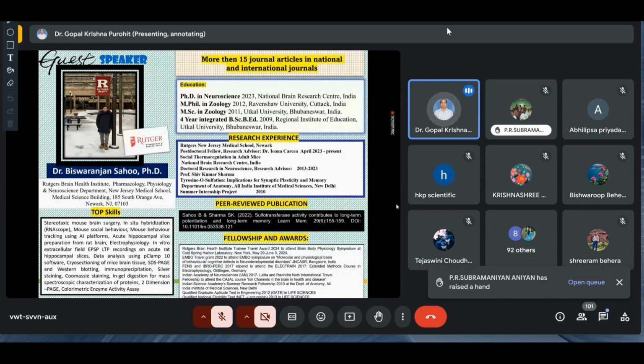His research interest lies in understanding how molecular modifications, such as post-translational changes, affect synaptic function and memory formation. His work on tyrosine sulfation and its implications for synaptic plasticity has been published in prominent scientific journals such as Learning and Memory, and presented at leading international conferences including the Society for Neuroscience and EMBO Synapse.